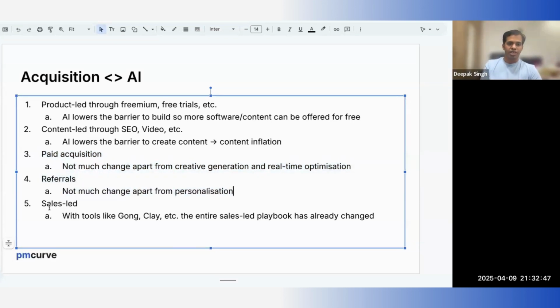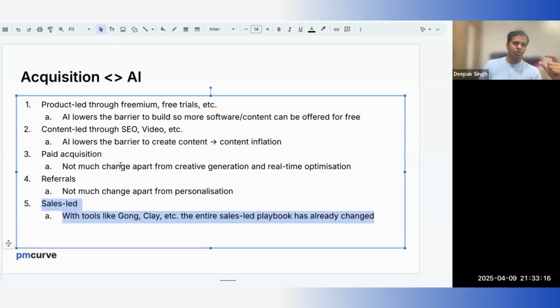Referrals, not much is changing. In sales led, again, there has been a major change. And I will say the same thing that I said in paid acquisition. While you don't need to build these tools yourself, you need to actually help the sales team evaluate some of these tools and make sure they make the right decision. Make sure the right data is tracked and everything. The right data actually flows through those feedback software that you're using, so that you're not blindsided by lack of data in sales and all that.